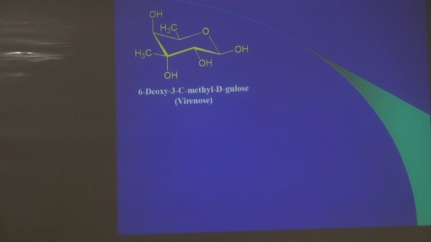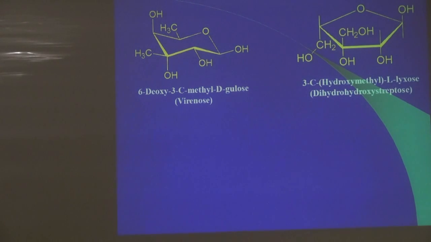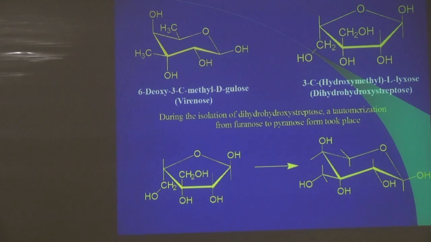We then isolated both sugars. We were interested to know these sugars too. And we isolated those sugars from Coxiella burnetii, and we showed here the structural chemistry. We were able to show that the first sugar is a 6-deoxy-3-C-methyl glucose, virenose, and has this C1 conformation, and the other one was shown to be dihydroxystreptose, which was shown to be furanose. But when we isolated it for NMR studies, this furanose dihydroxystreptose switched to the more stable pyranose form.